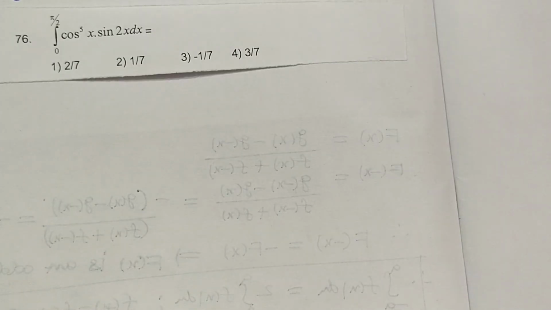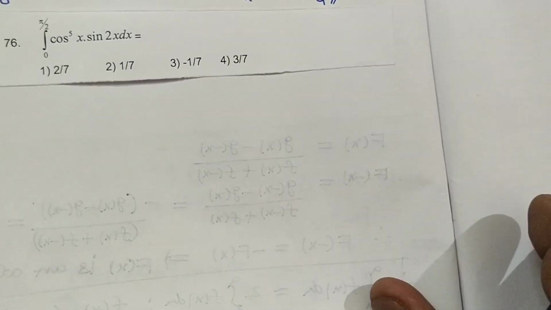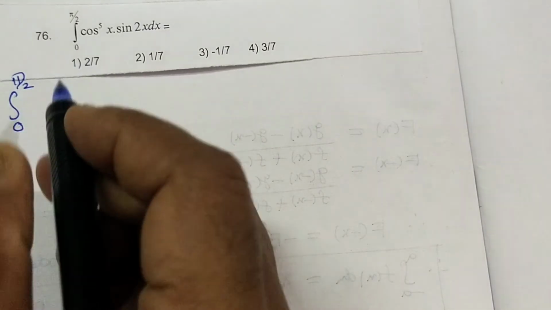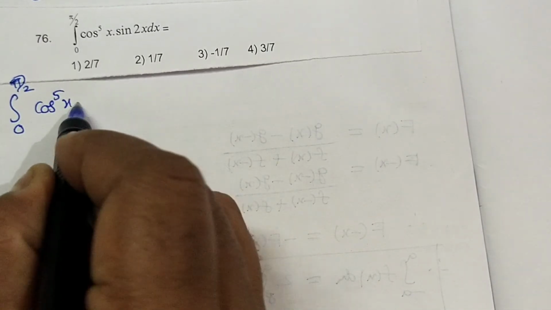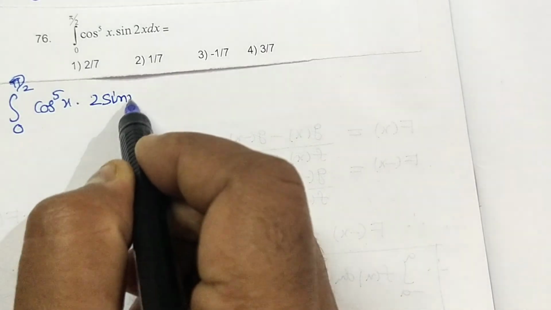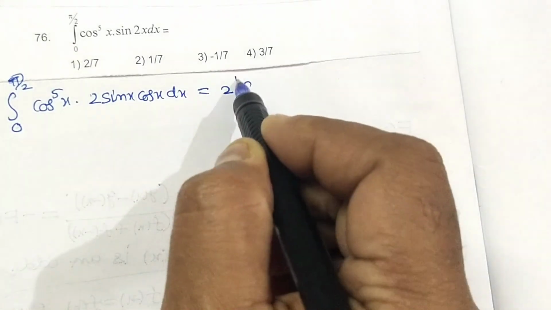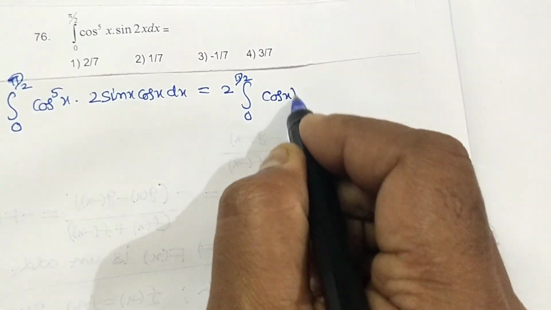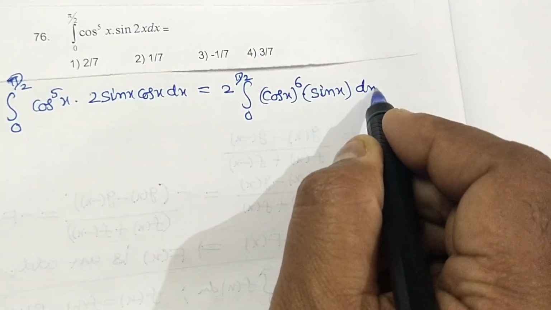The next question. Integral 0 to pi by 2 cos power 5 x into sin 2x. So integral 0 to pi by 2 cos power 5 x, sin 2x means 2 sin x cos x, into dx. So 2 constant you can take outside. Integral 0 to pi by 2 cos x into cos x power 5, that means cos x power 6 into sin x into dx.